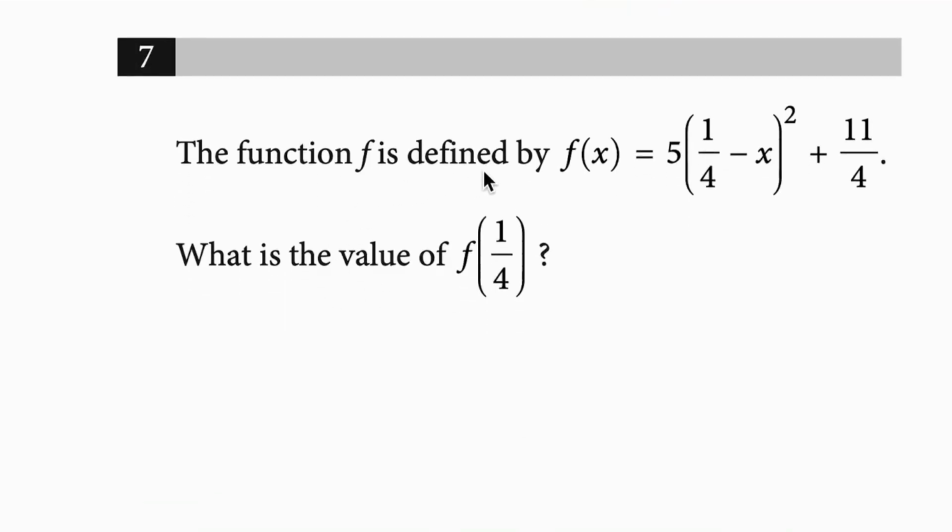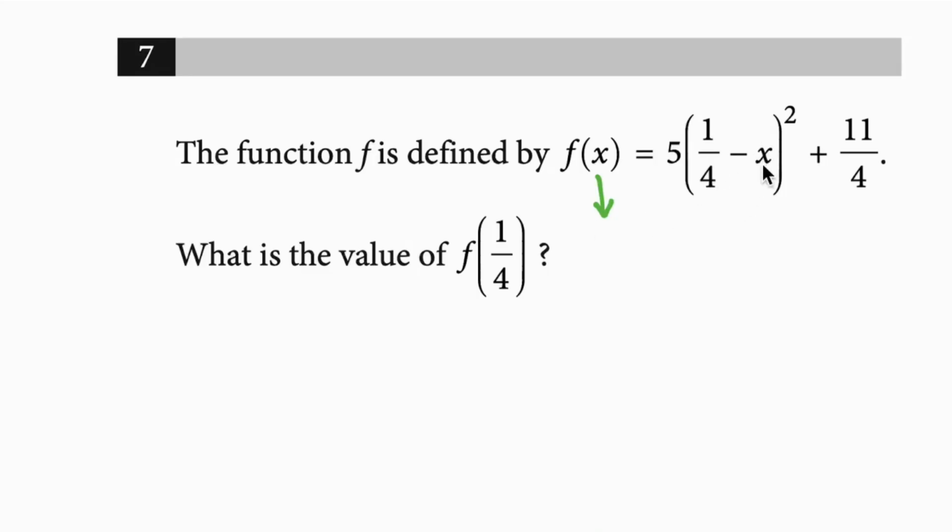The function f is defined by f(x) equals 5 times (1/4 minus x) whole squared plus 11/4. If you see this question, it seems, oh my god, so many fractions and a square in it, this must be a difficult question. But let's see what is asked. What is the value of f(1/4)? That means you have to plug in x as 1/4.